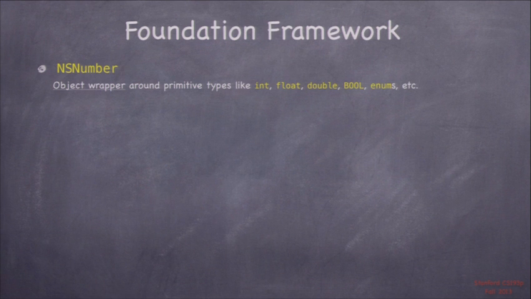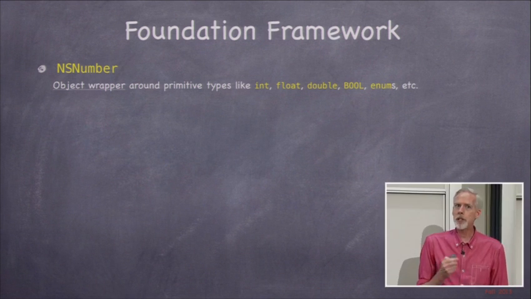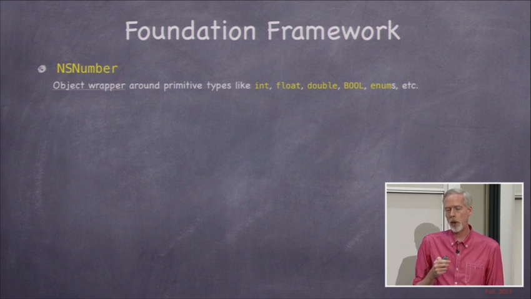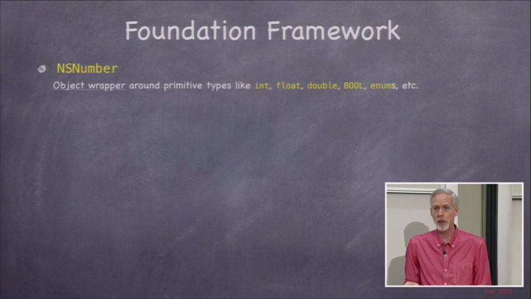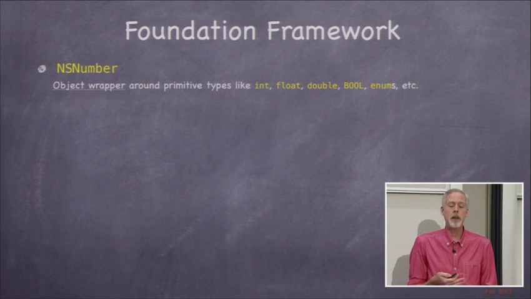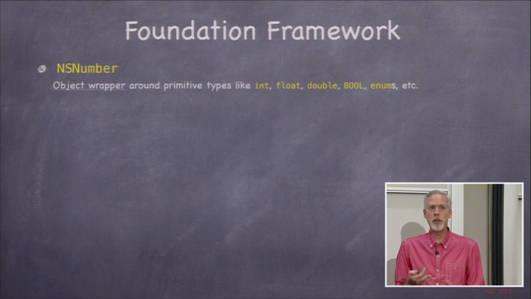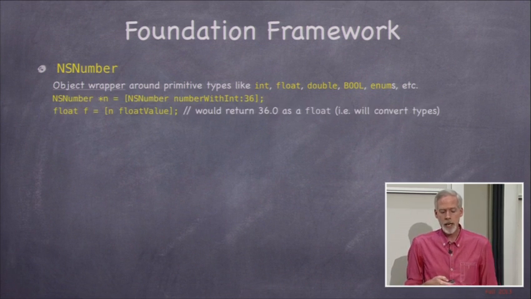Okay. Next, NSNumber. NSNumber is a class that is used to wrap primitive types like integers, floats, doubles, bools, things like that. And why do you want to wrap them? Usually because you want to put them in an array or a dictionary. So you can't put an int into an array. You need to have an NSNumber object.